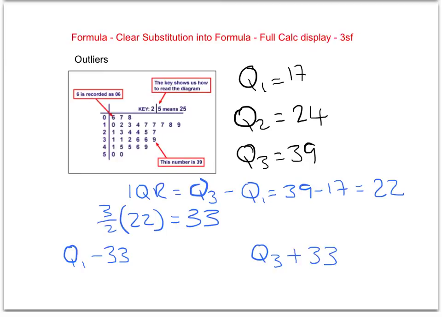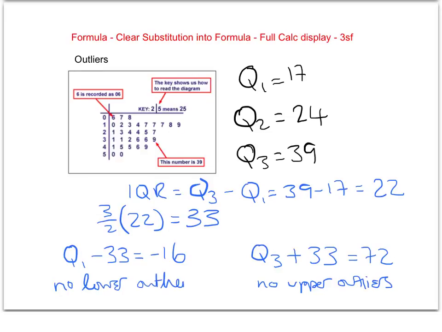So upper quartile is 39. That's 72. Is anything above 72? No. No upper outliers. What about below? I think this is going to be a boring example with no outliers. So Q1 is 17. 17 minus 33 is minus 16. Is anything below minus 16? No, it's not. No lower outliers. I should probably have chosen an example with some outliers, shouldn't I? But hopefully you get the idea.